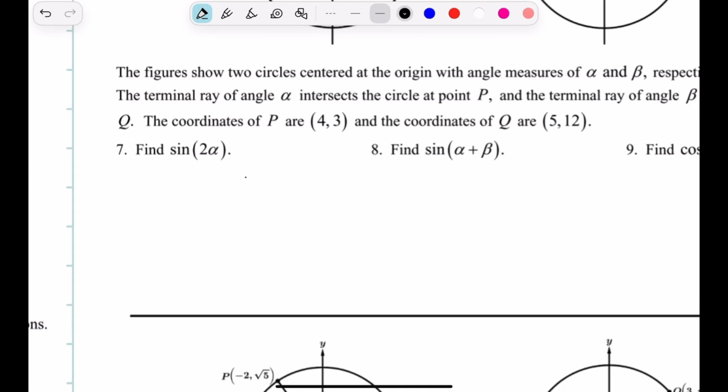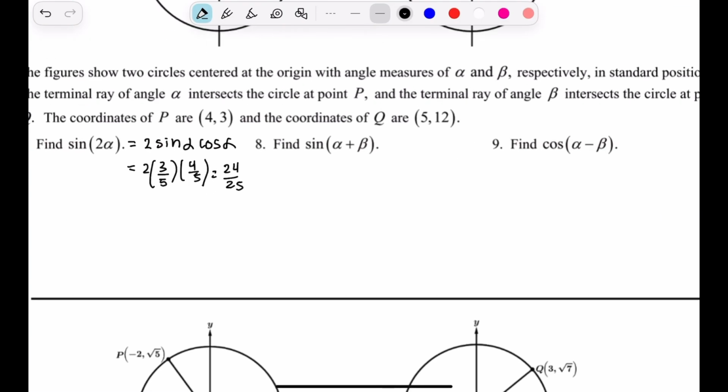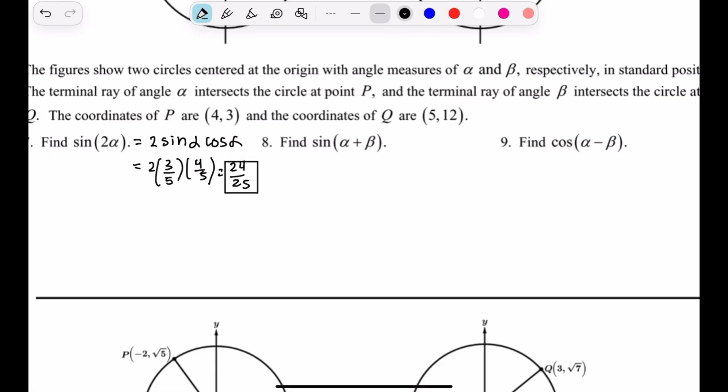So sine of 2 alpha, you're going to use this formula. That's just going to be 2 sine of alpha times cosine of alpha. So that's going to be 2 times 3 over 5 times 4 over 5. And that's just going to be 24 over 25. Great, you can box that answer.